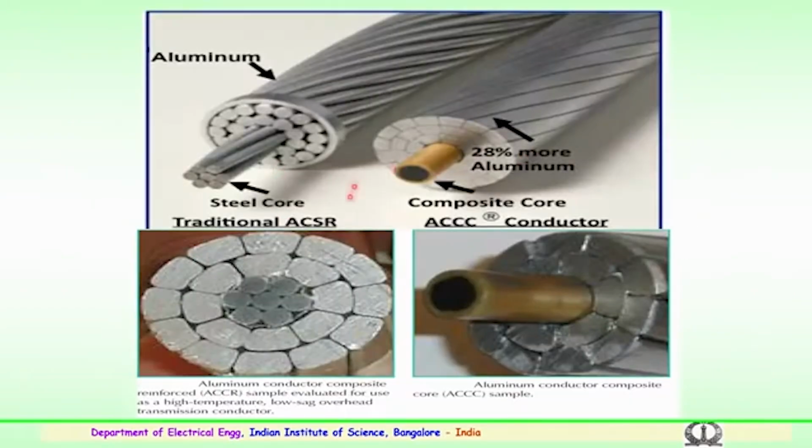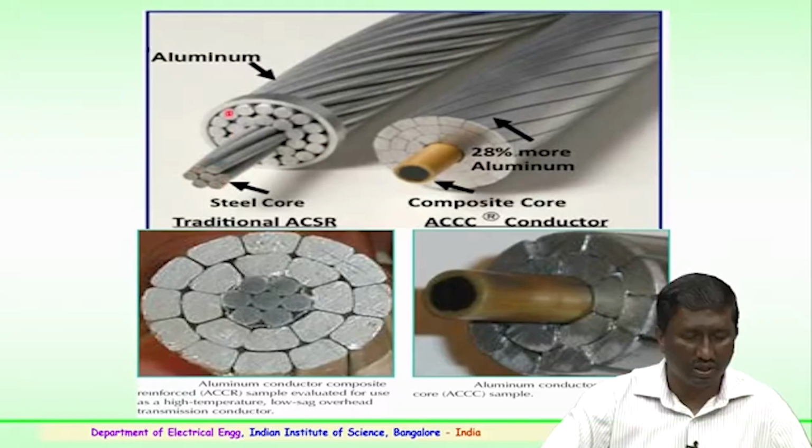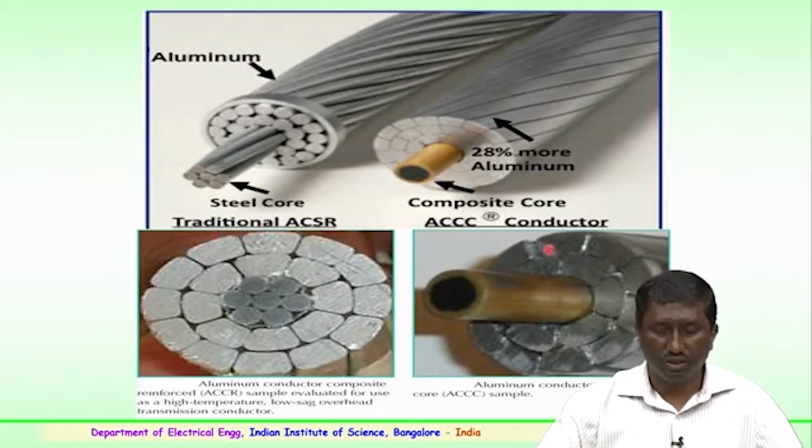So, a comparison of the traditional aluminum conductor steel reinforced. You can see this is the steel reinforcement, 7 strands of steel reinforcement with several aluminum conductors. This is known as the traditional ACSR conductor. This gives the high temperature, high current, low sag conductor, or ACCC conductor, which has a composite core.